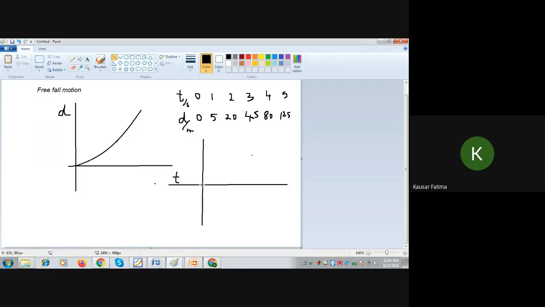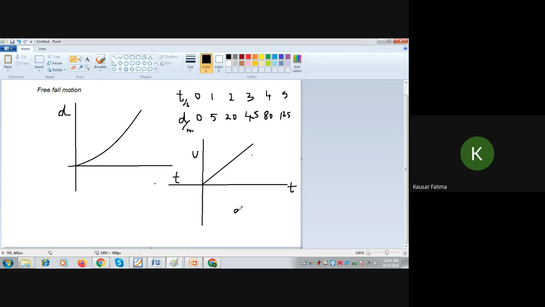The body has started from rest and it undergoes uniform acceleration. So this is the velocity time graph for objects which fall under gravity in the absence of air resistance. So this is uniform acceleration. The gradient should be equal to 10. Okay, acceleration will be 10.